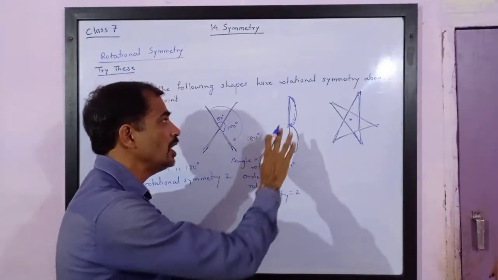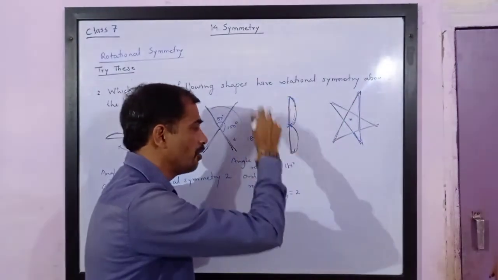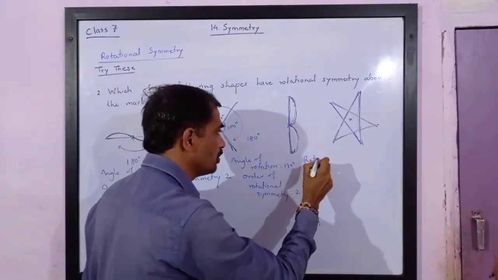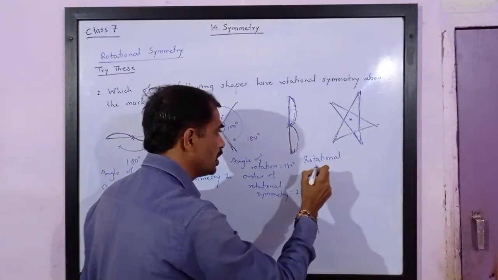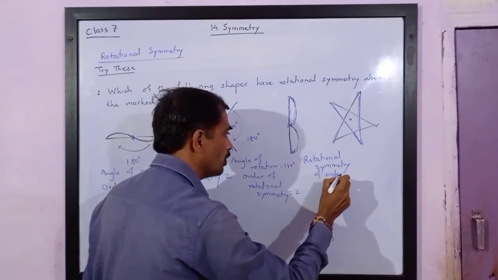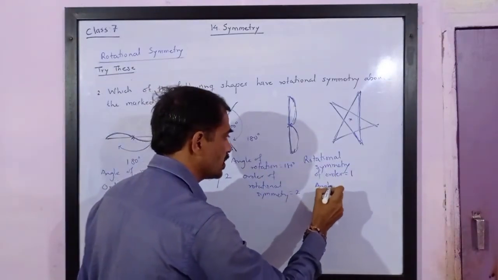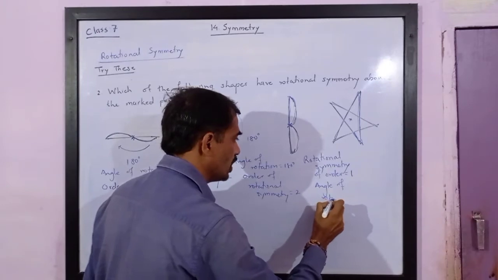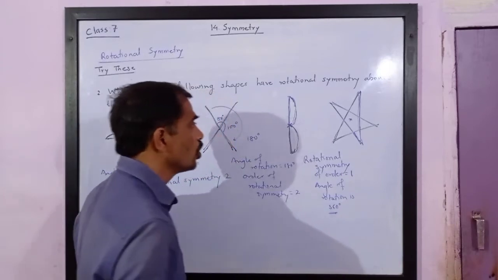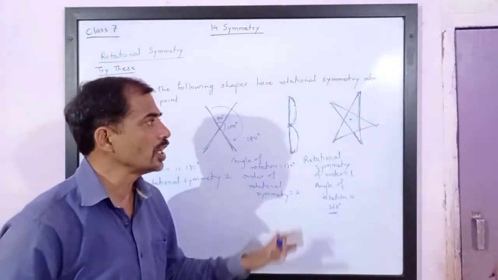So please note, even if a figure does not have lines of symmetry, still it does have rotational symmetry. So it does have rotational symmetry of order 1, and angle of rotation is 360 degrees. So please note, from this you will understand that every object does have a rotational symmetry.